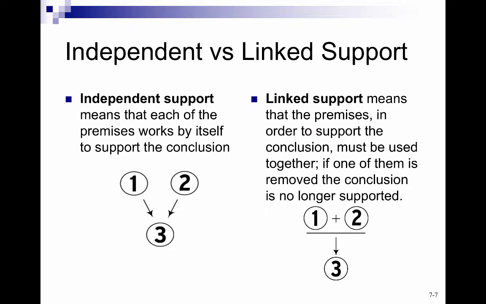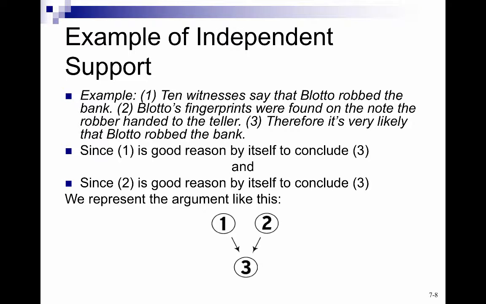So what those last two examples showed you was the difference between independent support and linked support. In independent support, each premise by itself is a good reason to support the conclusion. In linked support, the premises must be used together to support the conclusion. How do you tell? Well, if you take away one of them, do you still have enough information to support the conclusion? If not, then it's linked support. Let's go over these two different kinds of support again so you understand them.